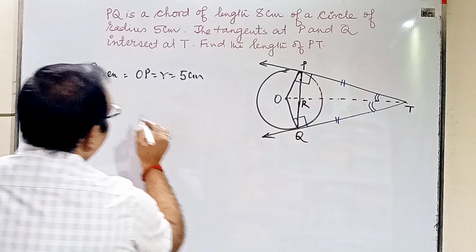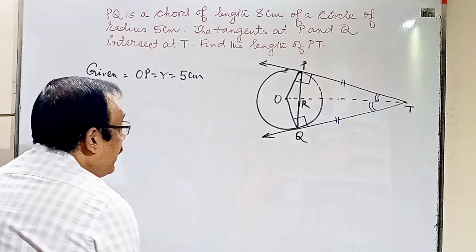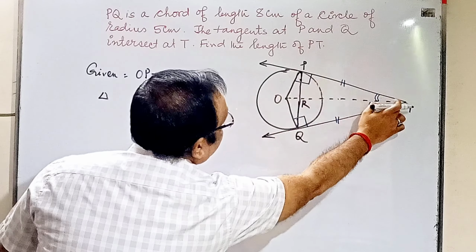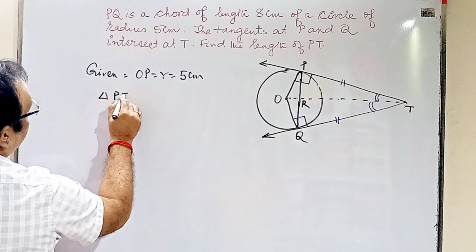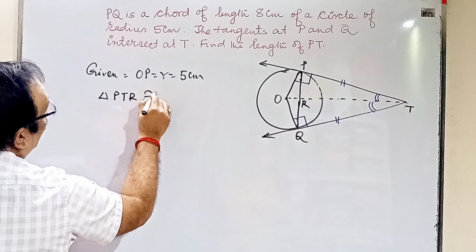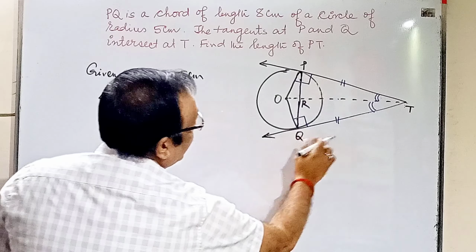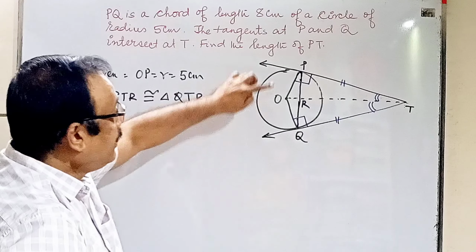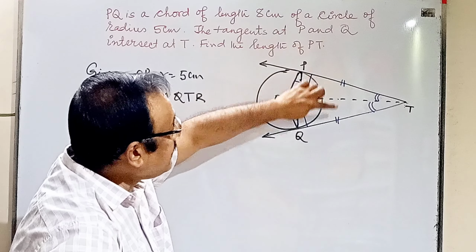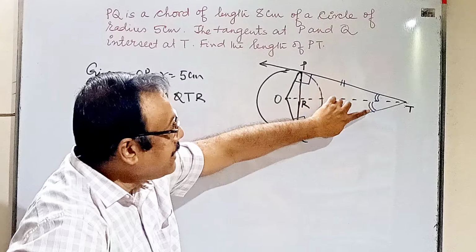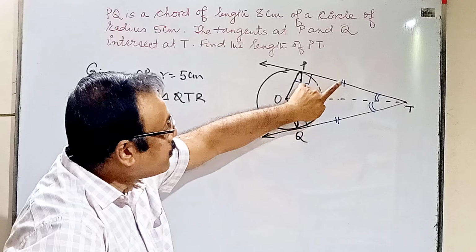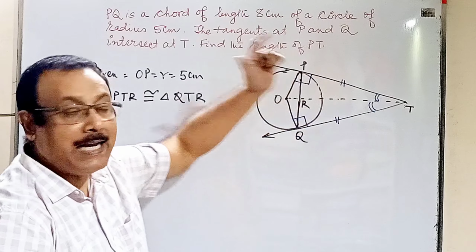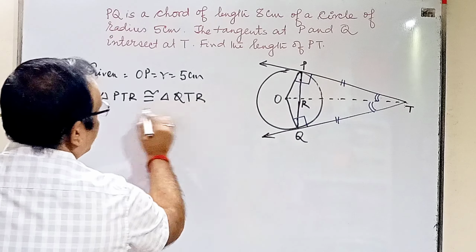So I can say triangle PTR is congruent to triangle QTR. Can I say this? How? This side is equal to this side, this angle is equal to this angle, and this side is common. So side, angle, side, the triangles are congruent.